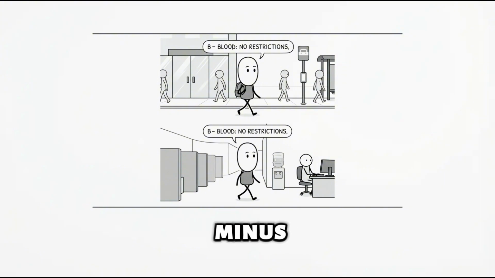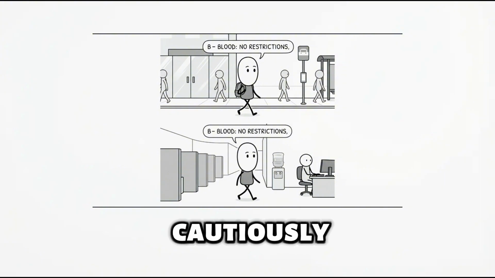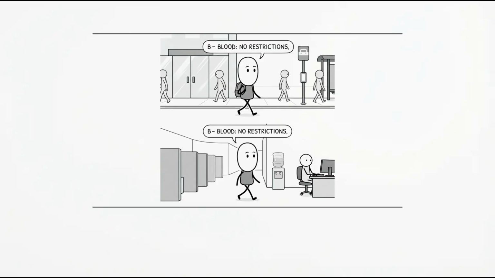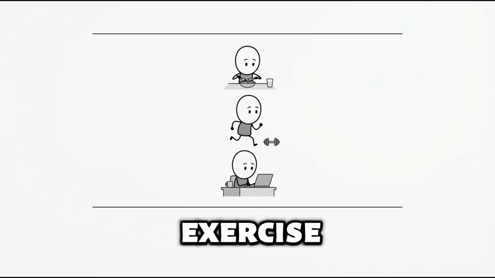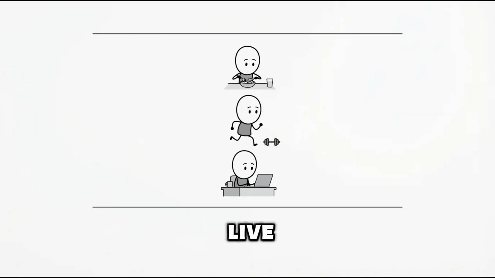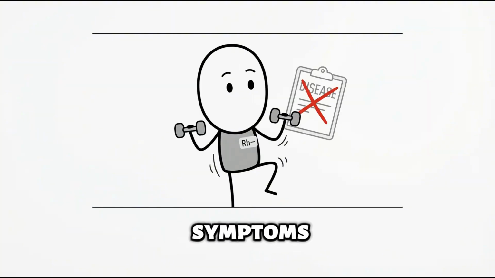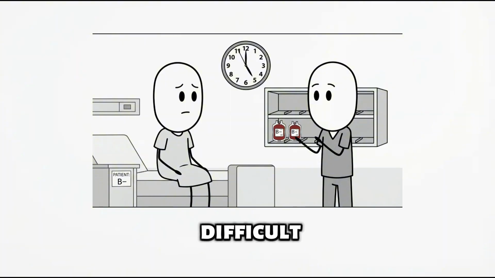People with B minus blood do not need to live more cautiously in everyday life. They can eat, exercise, work, and live like anyone else. Blood type does not cause symptoms by itself, and being Rh-negative is not a disease. B minus becomes difficult only when time is running out and compatible blood is limited.